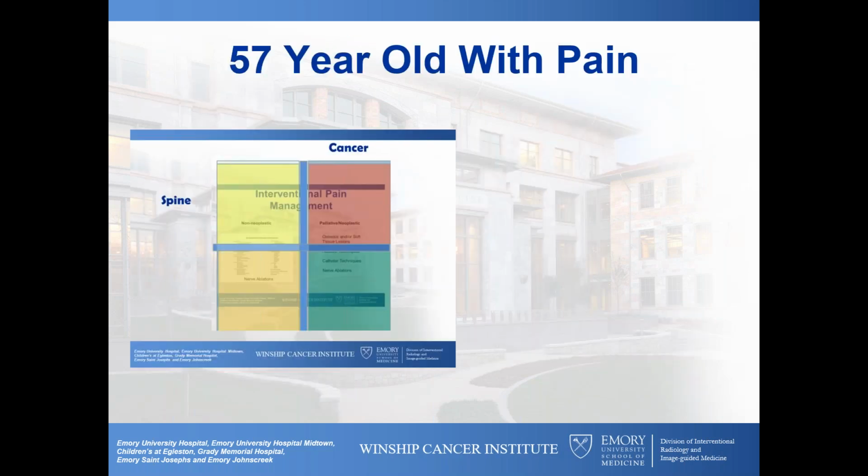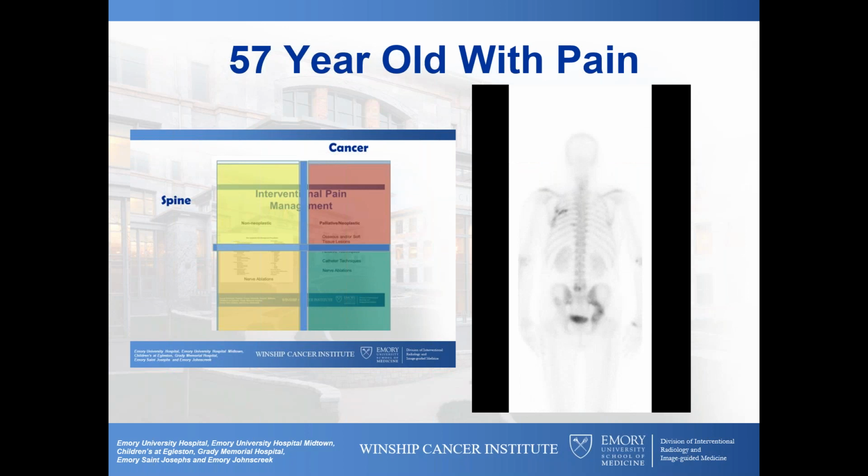The best way I think to do this is to present some real live cases and walk through them and show you exactly how we use this algorithm, at least here at Emory, on a daily basis. So a 57-year-old, all real patients here, by the way, comes into our office essentially with low back pain as his complaint, right? So our first question we have to figure out, is this a cancer-related pain or not?